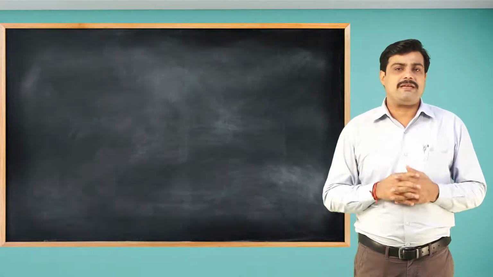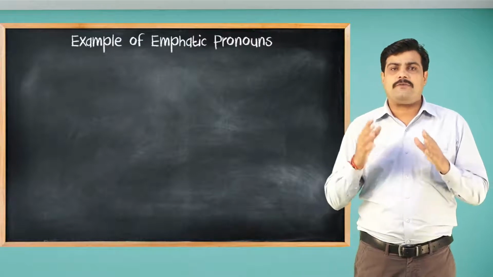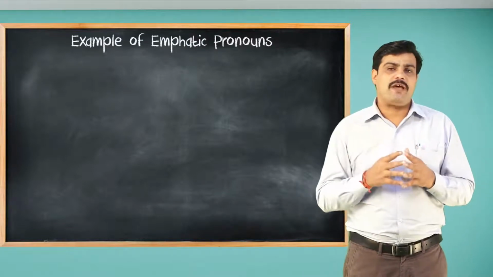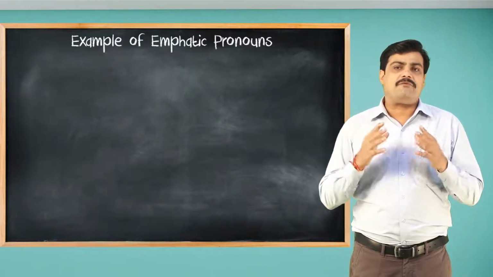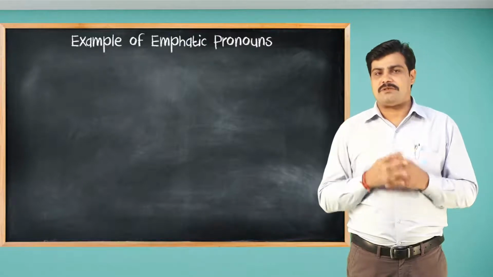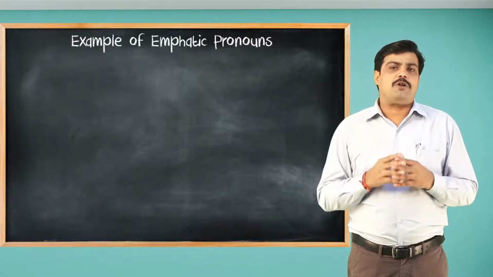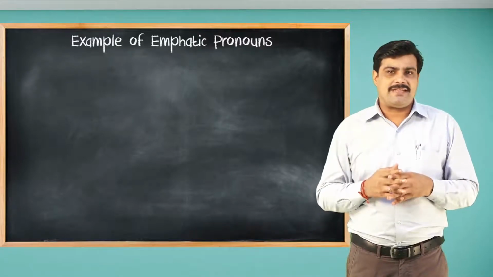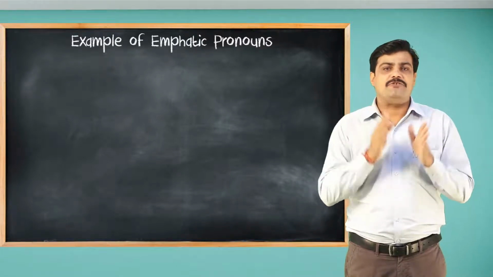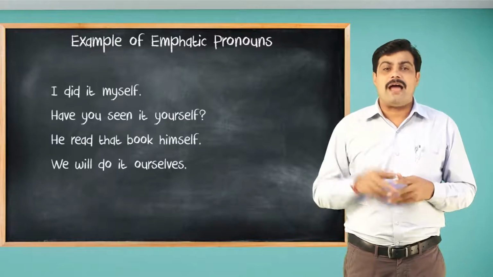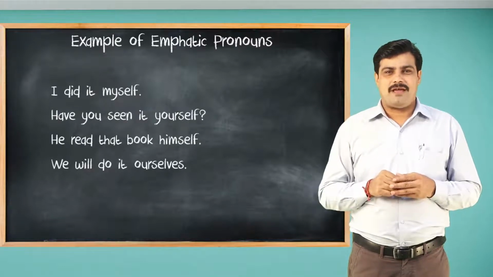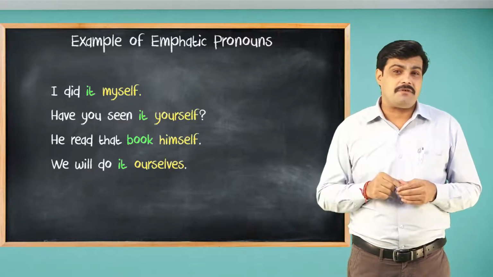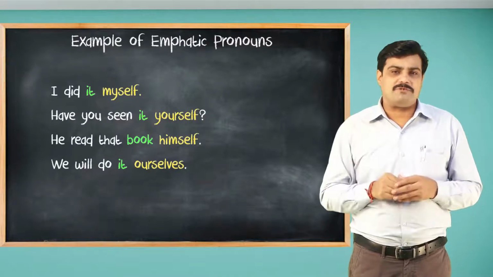The sixth one is emphatic pronoun. All reflexive pronouns are also emphatic pronouns, but their function and uses are different. An emphatic pronoun emphasizes its antecedent that comes before the reflexive pronoun. For example, I did it myself. Have you seen it yourself? He read that book himself.